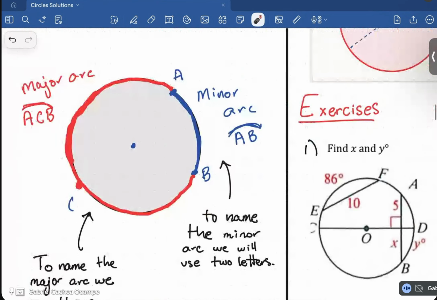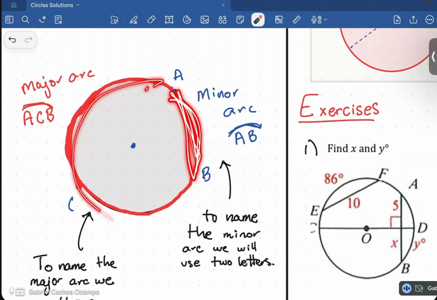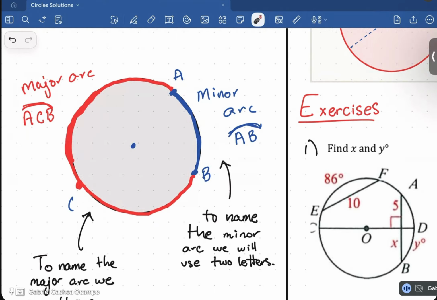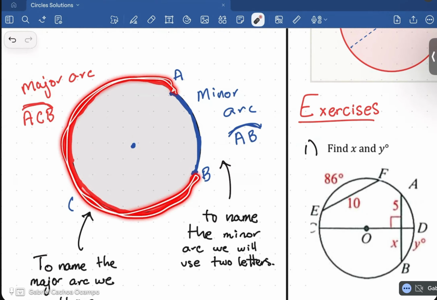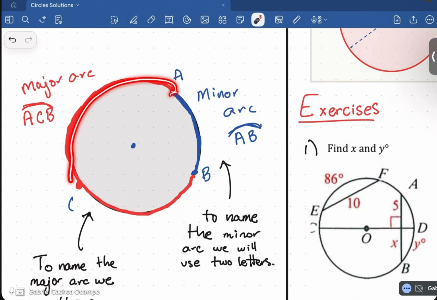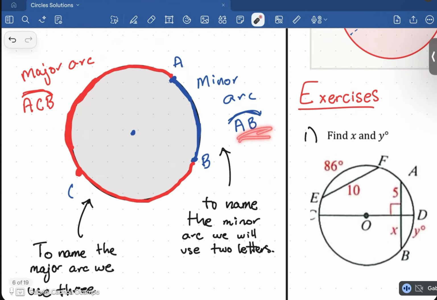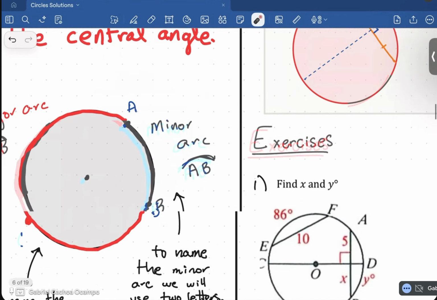Whenever I have an arc, I have two arcs, no? I mean, I have the minor arc, the smaller one, and then I have the major arc, the big one. Whenever I refer to the major arc, I will use three points, because I'm a freak. Instead of saying arc AB to refer to this one, I'm going to say arc ACB, no? Because there is an intermediate point in here. So to name the major arc, I will use three letters. And whenever I'm using only two letters, I'm going to be talking about the small arc.